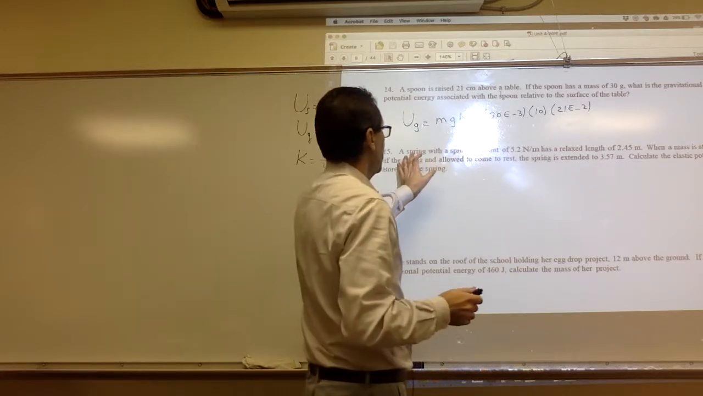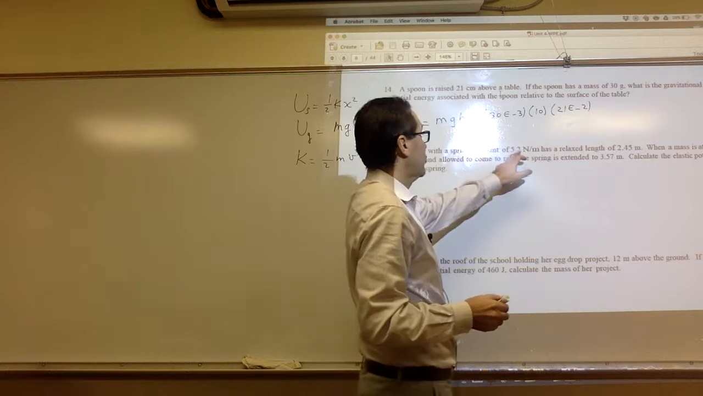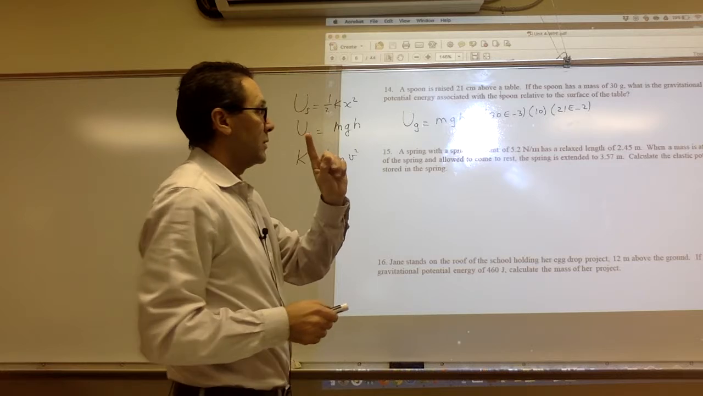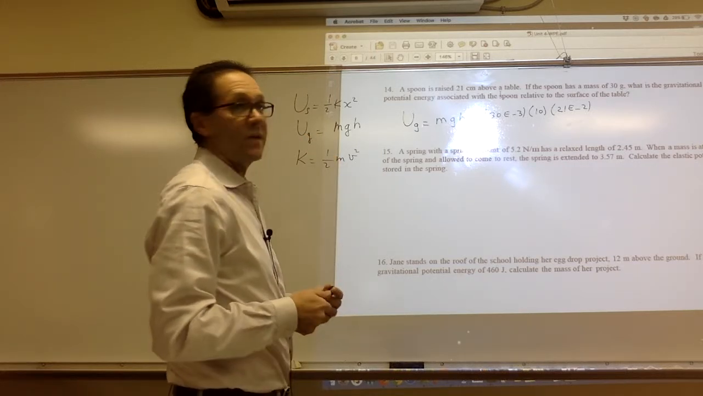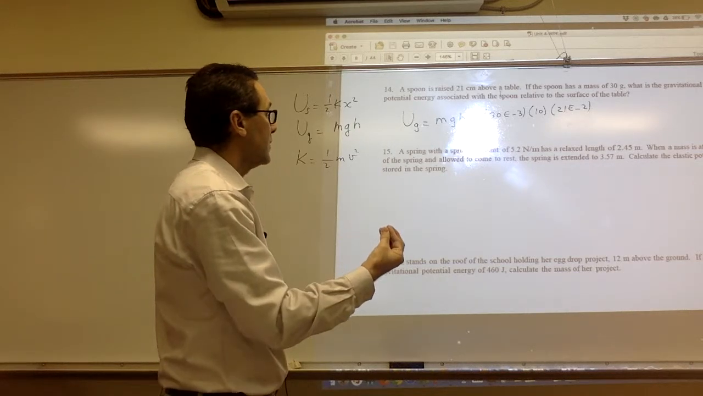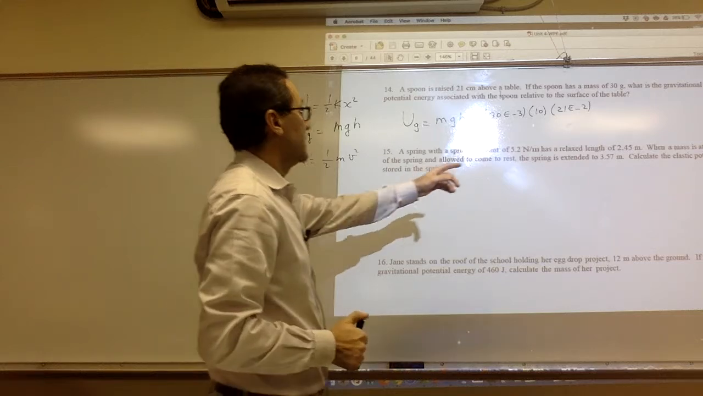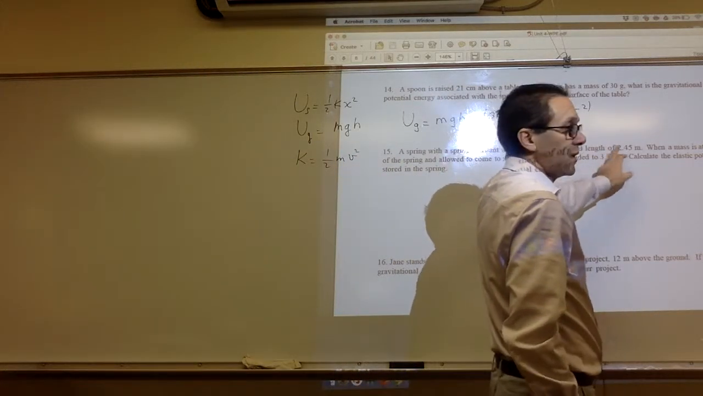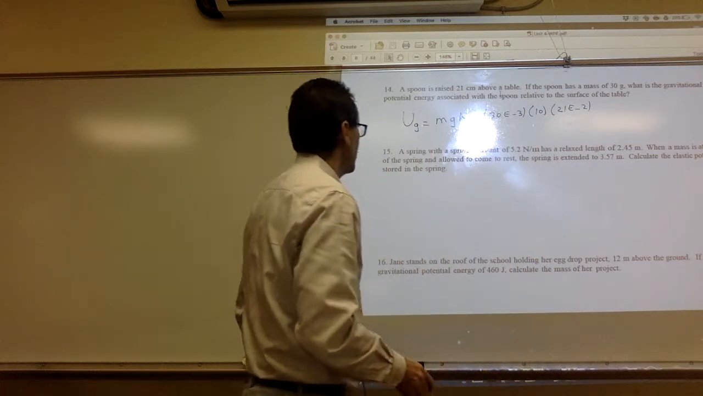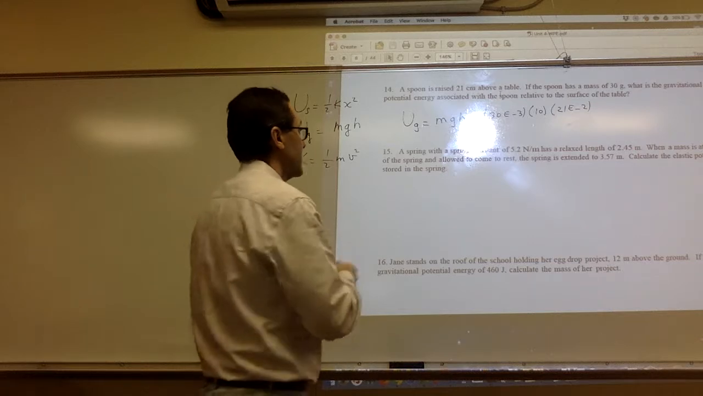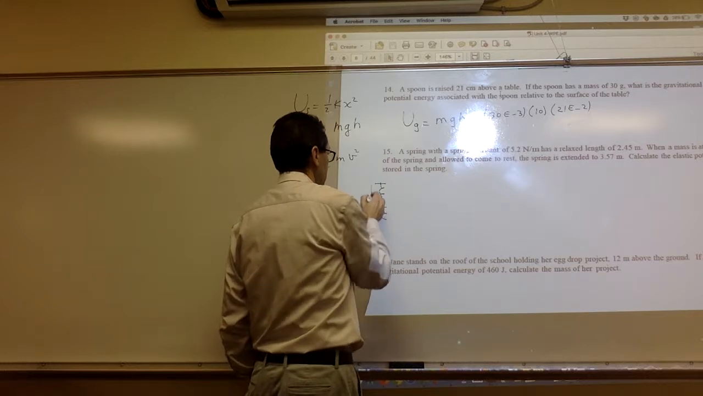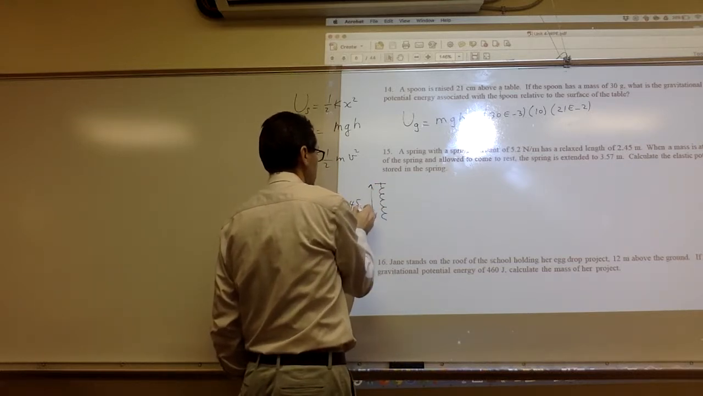A spring with a spring constant of 5.2 newtons per meter means you need 5.2 newtons to stretch it 1 meter. In other words, you're going to hang about 0.52 kilograms on a spring, if you hang it vertically, so that it stretches 1 meter. It has a relaxed length of 2.45, meaning this is before you stretch it, before anything is put on it. When a mass is attached to the end of the spring and allowed to come to rest, so basically this is what it is. When there's nothing on it, this length here is 2.45 centimeters.